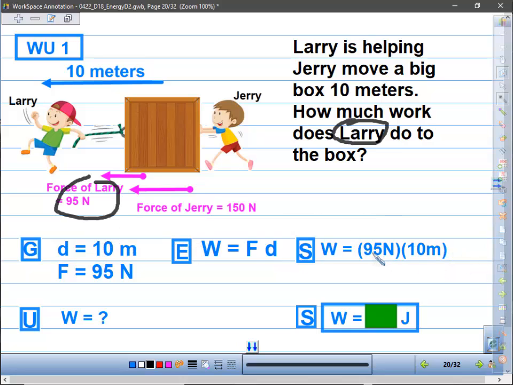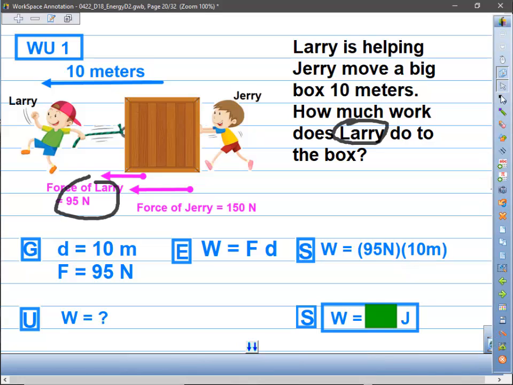And now you just plug this in your calculator, 95 times 10. What do you get for the work? 950 joules. Don't forget the joules. Always put the units in and box your answer. The work was 950 joules done by Larry.